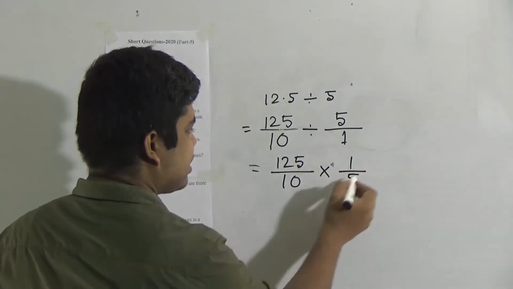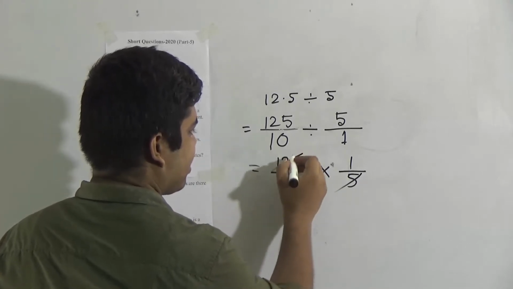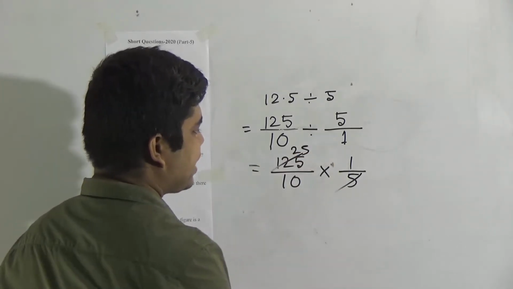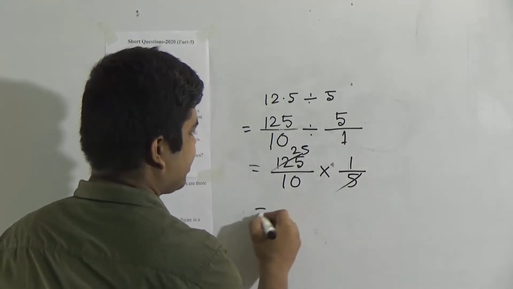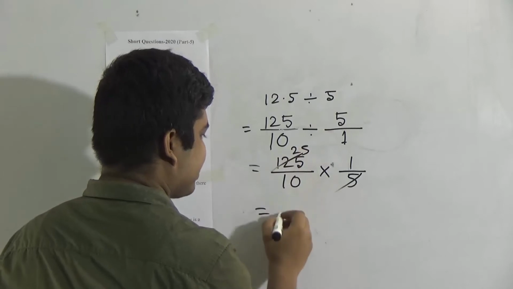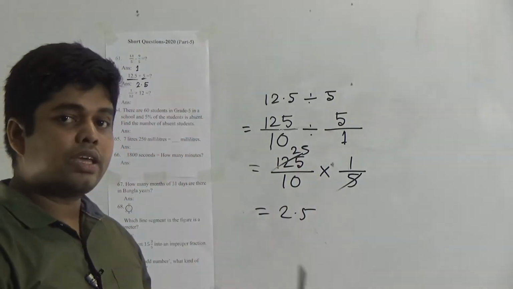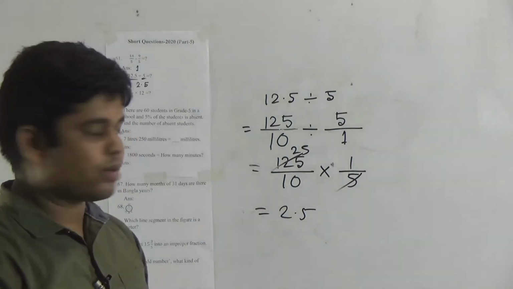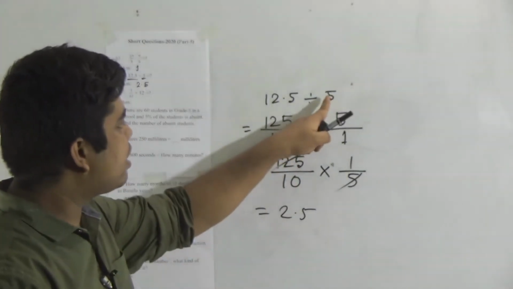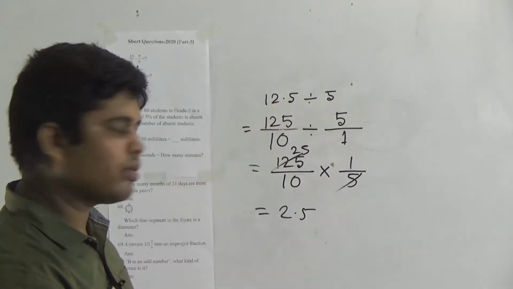Now we cut this 5 by this 125. 5 2s are 10 and 5 5s are 25. My dear student, now notice here 25 and 10. If we divide 25 by 10, then we get 2.5. If it is so hard for you, then you can easily use the first method. That means you easily divide 12.5 by 5 and you get the answer. Okay.